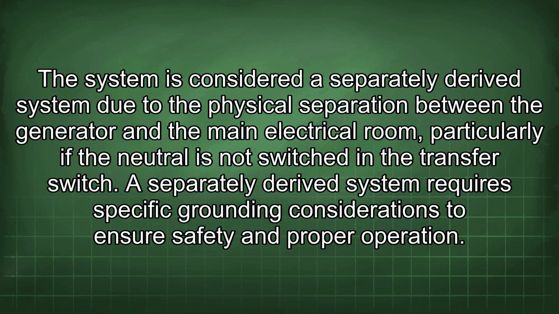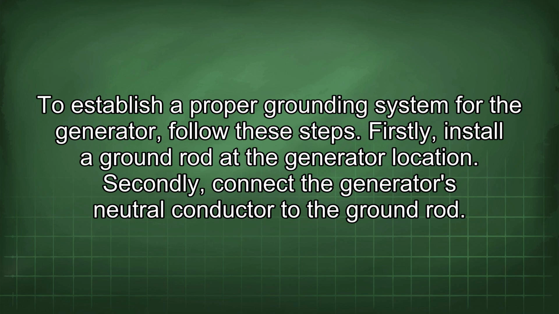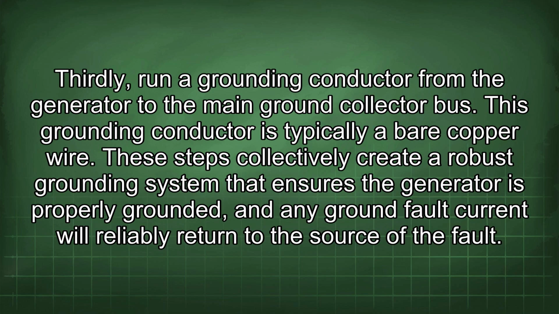A separately derived system requires specific grounding considerations to ensure safety and proper operation. To establish a proper grounding system for the generator, follow these steps. Firstly, install a ground rod at the generator location. Secondly, connect the generator's neutral conductor to the ground rod. Thirdly, run a grounding conductor from the generator to the main ground collector bus. This grounding conductor is typically a bare copper wire. These steps collectively create a robust grounding system that ensures the generator is properly grounded and any ground fault current will reliably return to the source of the fault.